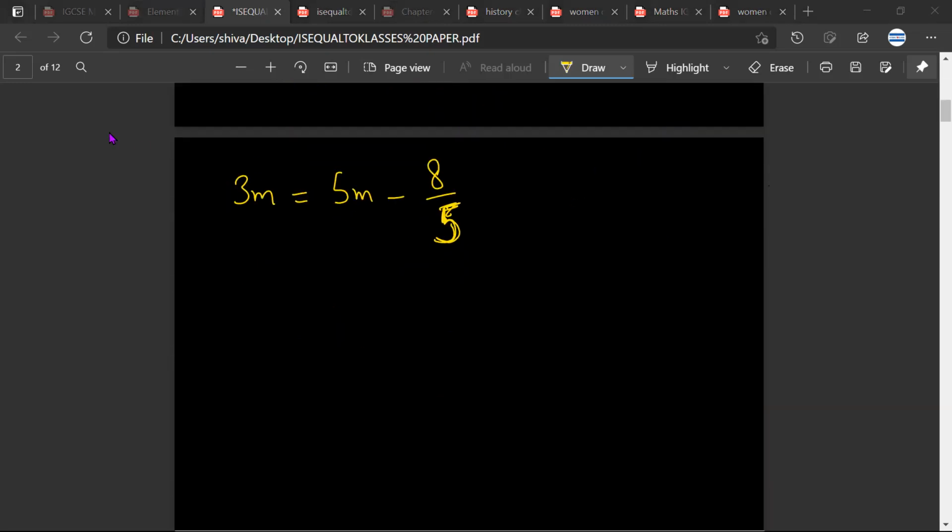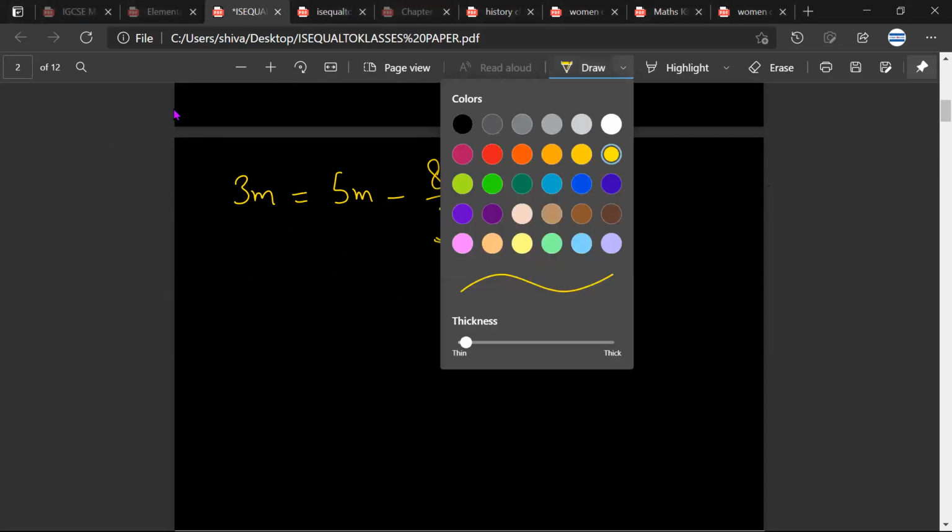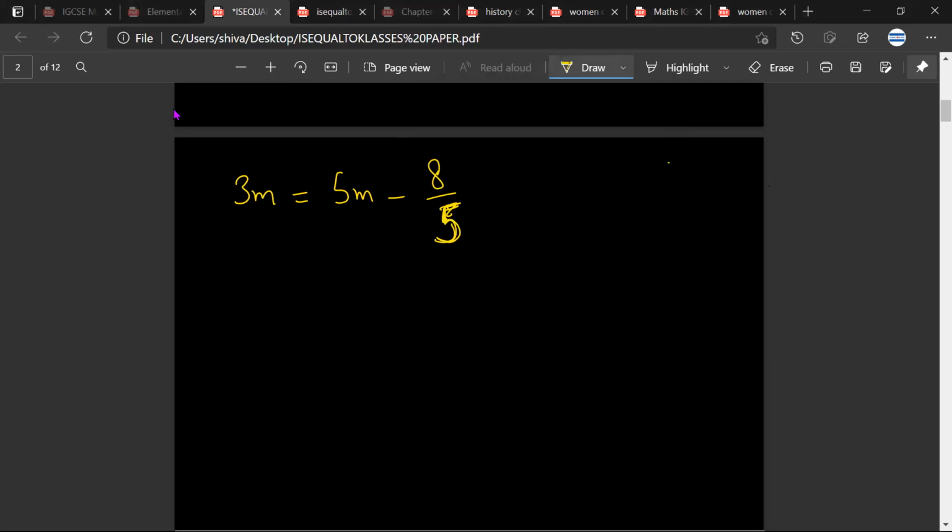So these are a bit tricky questions that we are doing, but if you are clear about the addition and subtraction of the fractions, then these shouldn't be difficult. How should I do the last question?